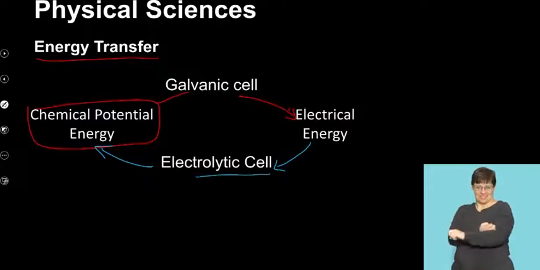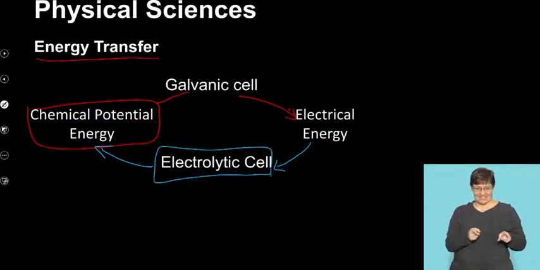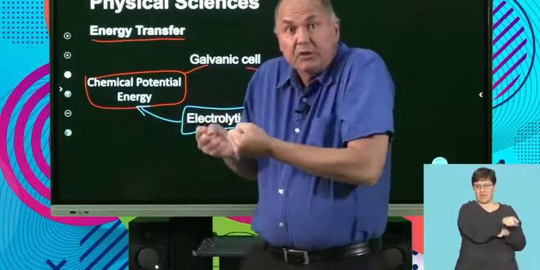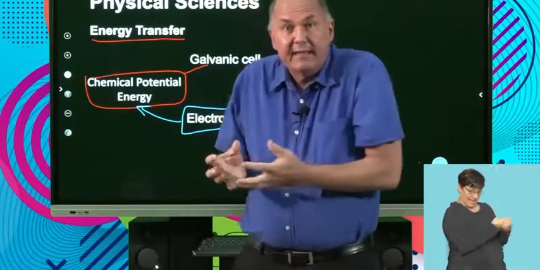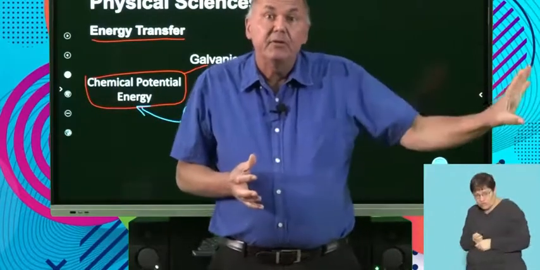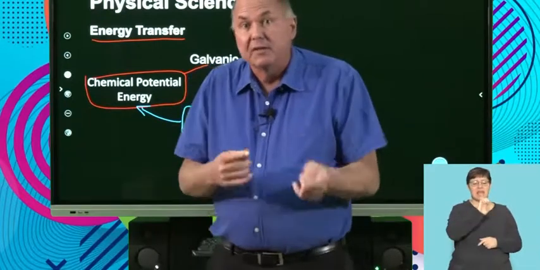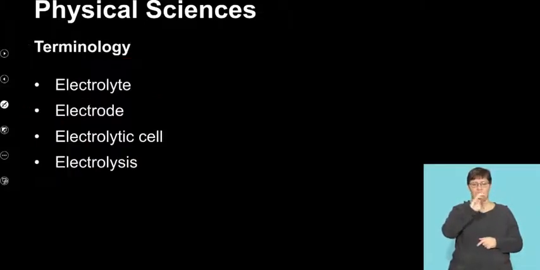So the electrolytic cell is like the electric motor. It's taking input, electricity, and it's giving output as a chemical reaction. This process is called electrolysis. But let's pick up some of the terms we need to know.